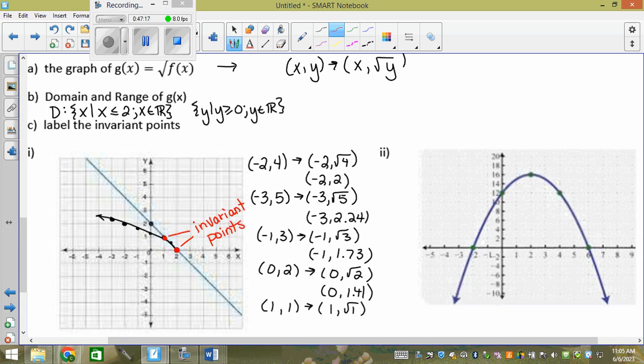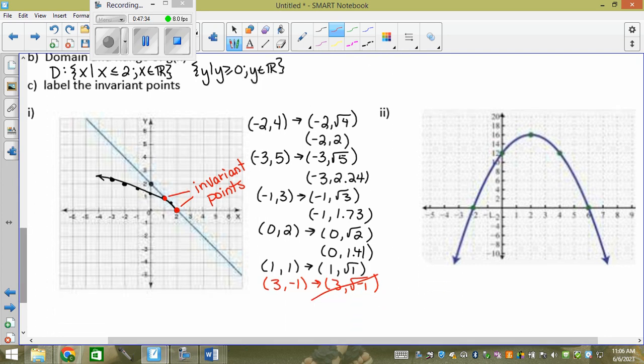Why did I stop at 2, 0? Why didn't I draw more? Yeah, so if I go 3, negative 1, that's going to be the square root of negative 1. Uh-oh, that gets me nothing. That's not possible. So all the negatives go away. This one here, I'm just doing this quickly. It'd be here and here. It would remain invariant because where it's 0 and 1, it's invariant. So red, bold, invariant points.